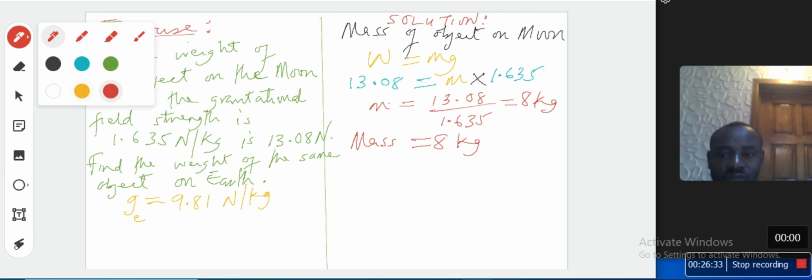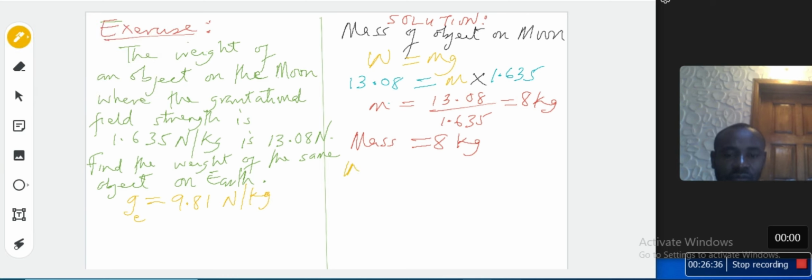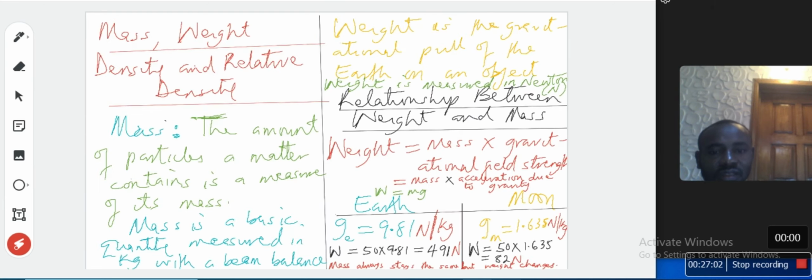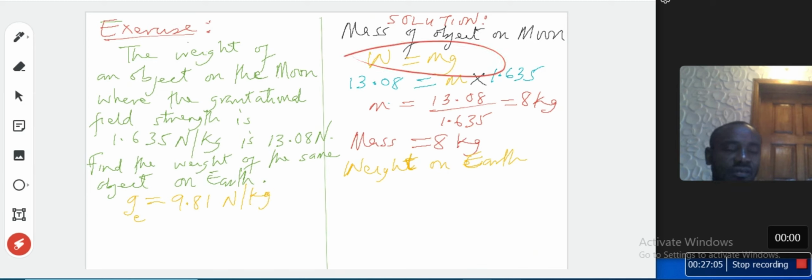So what do you think would be the weight on Earth now? Weight on Earth. What you are shown is the gravitational field strength on Earth. What will be the weight on Earth? That's what we're looking for. How do we find it? The mass is given as 8 kg. We're looking for weight. Have you forgotten that weight is equal to mass times g? Weight is equal to what? Mass times g. What's the mass? 8 kg. What's the g?